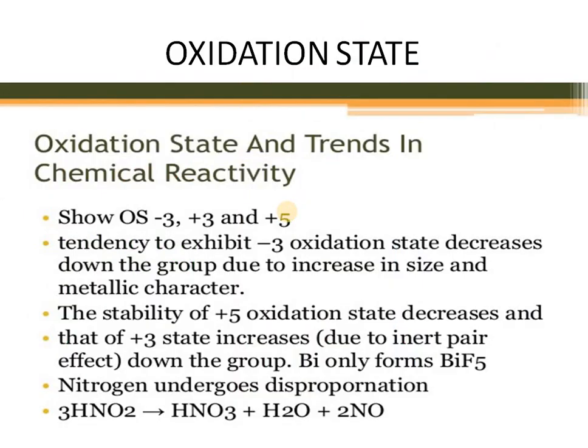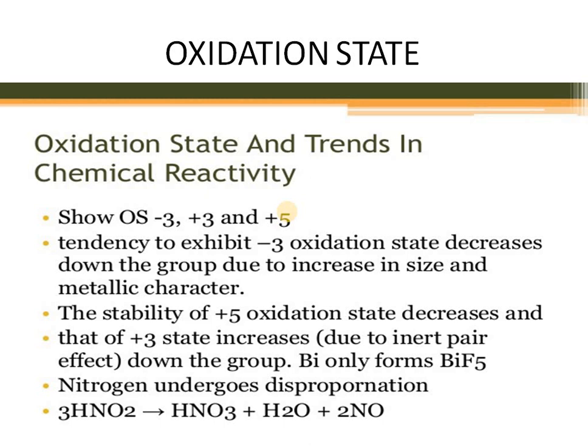Next point is oxidation states. We have discussed them a number of times, and I think now we are clear with that. Negative means electronegative character is there, the tendency to gain electrons. Positive means electropositive character is there, the tendency to lose electrons. And down the group, +5 oxidation state stability is decreasing.